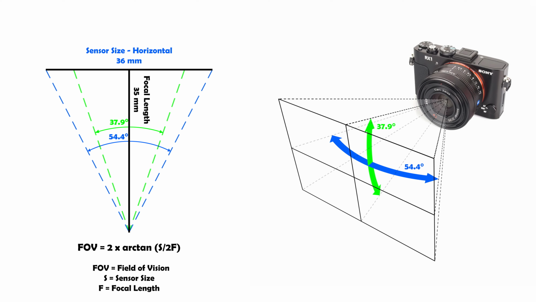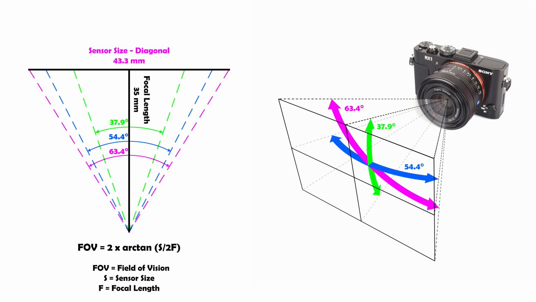Pythagoras tells us that a full-frame sensor has a diagonal equal to the square root of 36 times 36 plus 24 times 24. This is about 43.3 millimeters. So with a 35mm lens, that would give you a diagonal field of view of 63.4 degrees. If trigonometry is not your thing, you can always draw it out on a piece of paper and measure it.